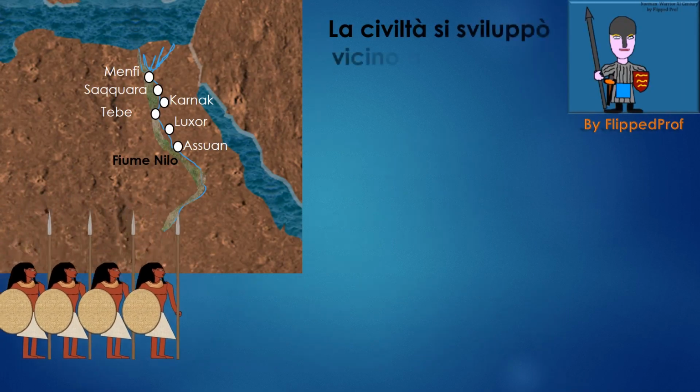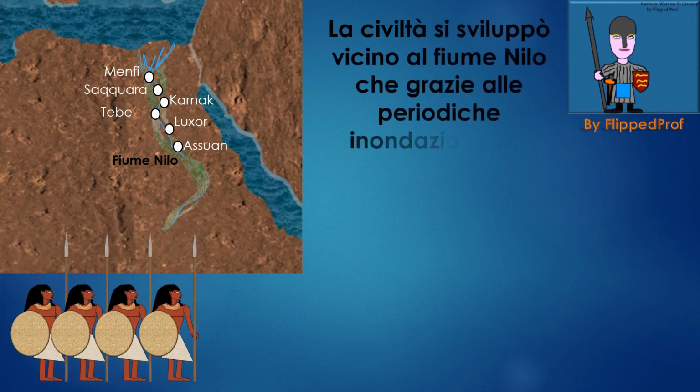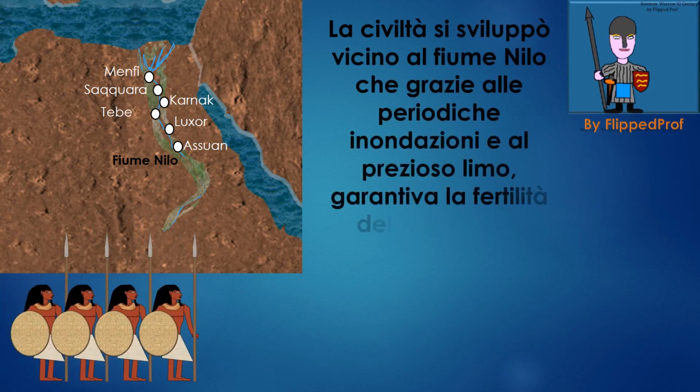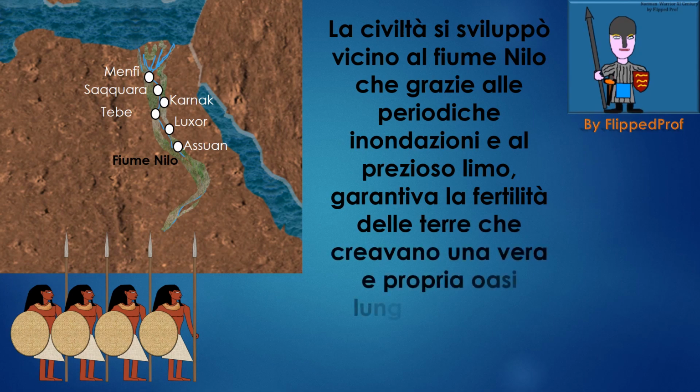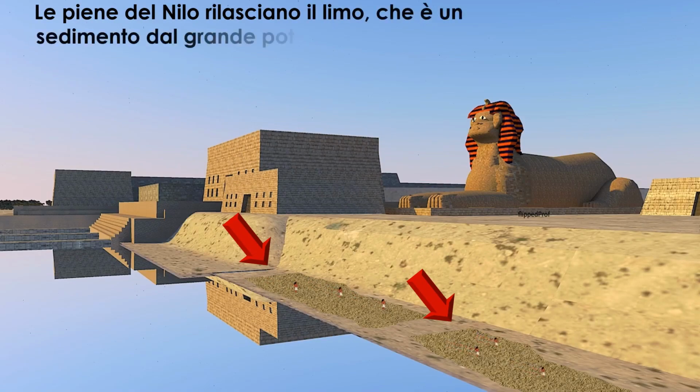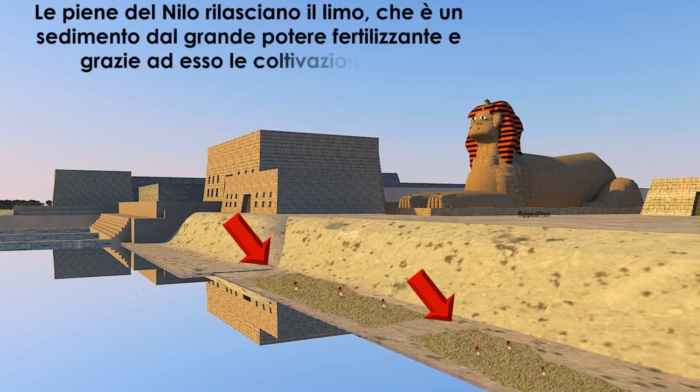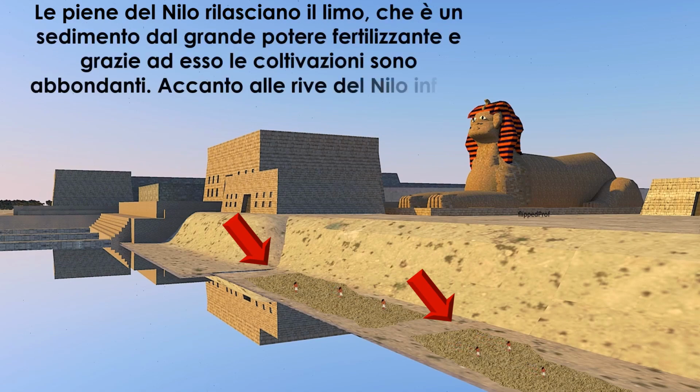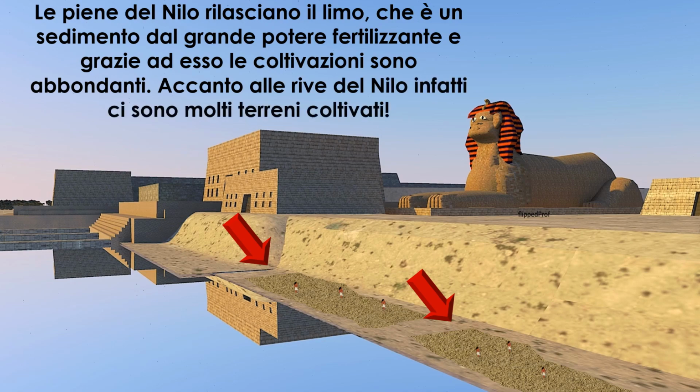The civilization developed near the Nile River, which, thanks to periodic flooding and precious silt, ensured the fertility of the land, which created a veritable 1,200-kilometer-long oasis. And you see, farmers work the land. Floods of the Nile release silt, which has sediment with great fertilizing power, and because of it, crops are plentiful. Next to the banks of the Nile, in fact, there are many cultivated lands.